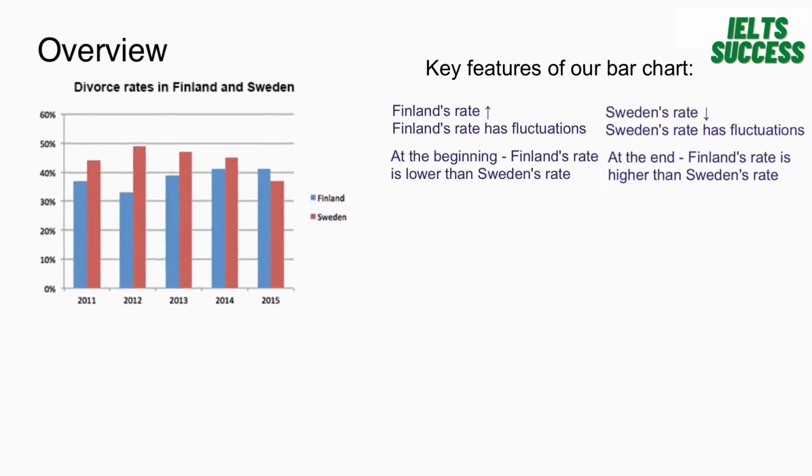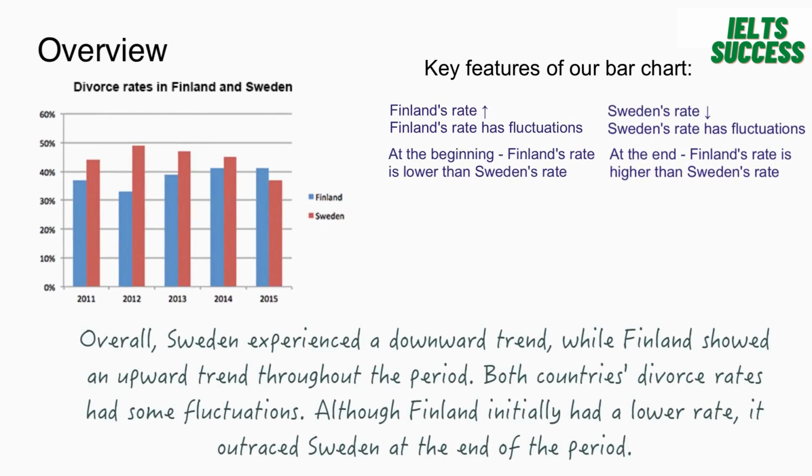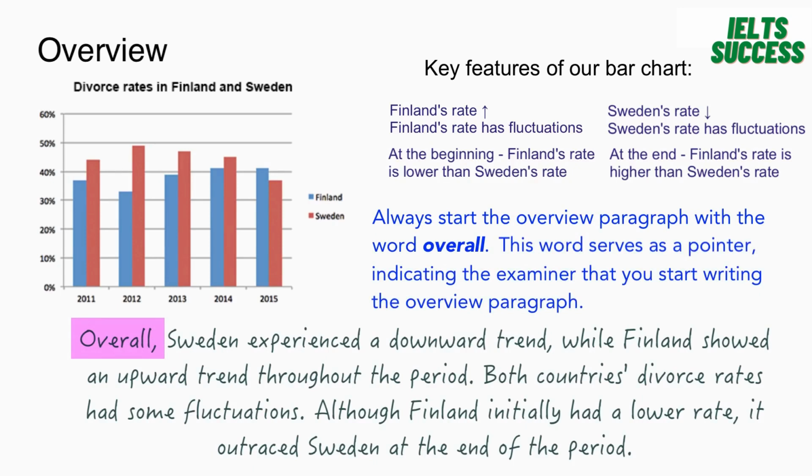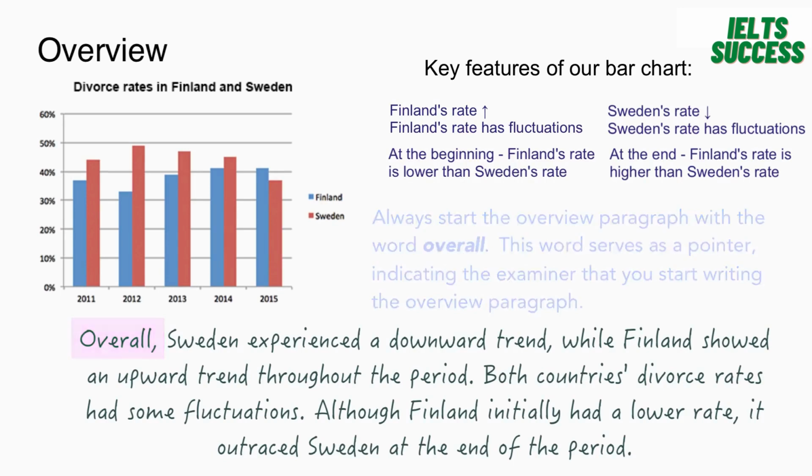Here is how I wrote it. Overall, Sweden experienced a downward trend, while Finland showed an upward trend throughout the period. Both countries' divorce rates had some fluctuations. Although Finland initially had a lower rate, it outraced Sweden at the end of the period. You can see that the first word I use is the word overall. Always start the overview paragraph with the word overall. This word serves as a pointer, indicating to the examiner that you start writing the overview paragraph.